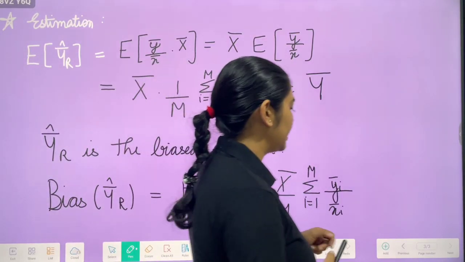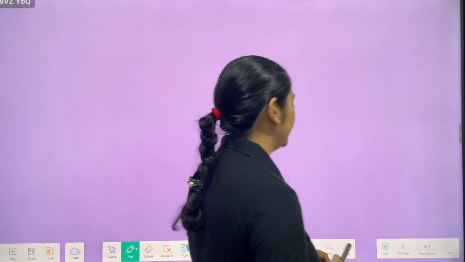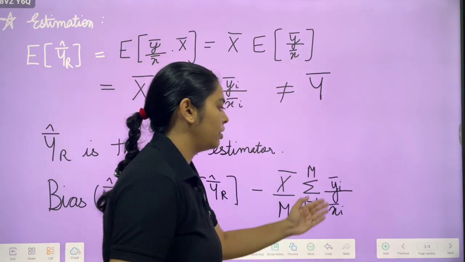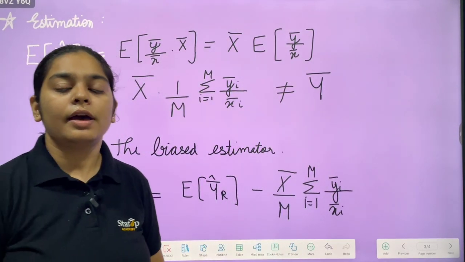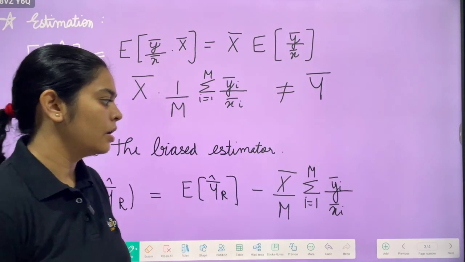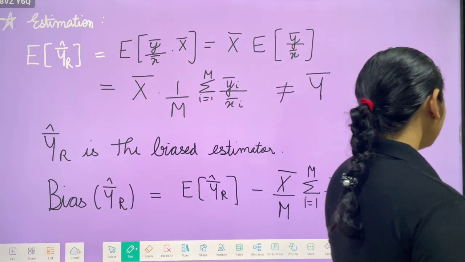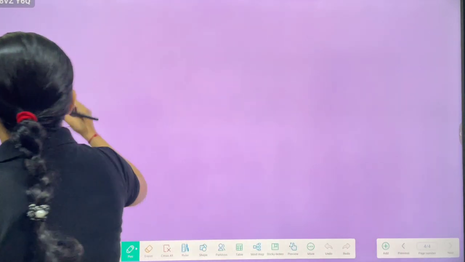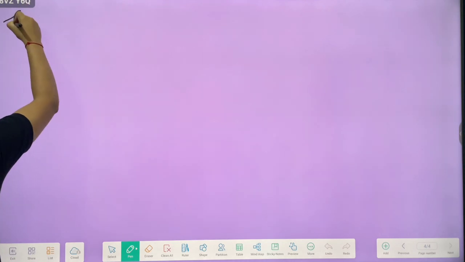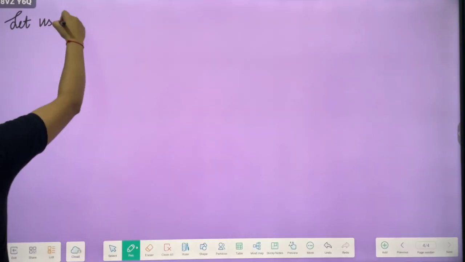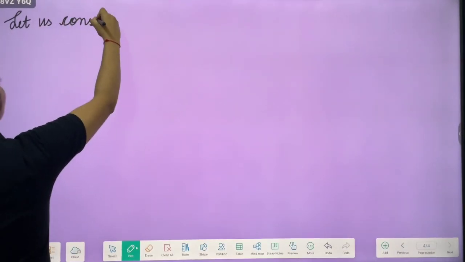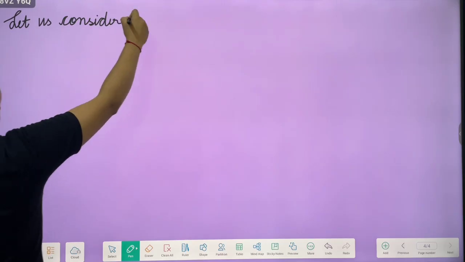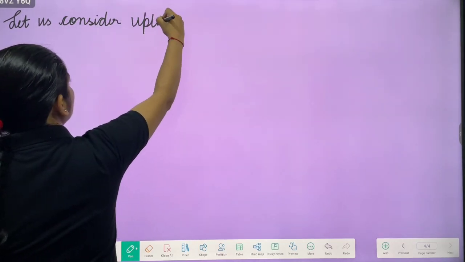As we all know, it is difficult to find the estimation of y bar upon x bar and y bar square upon x bar square. So we will take it up to first approximation. So let us consider up to first approximation.